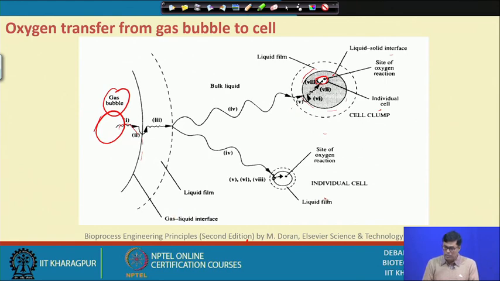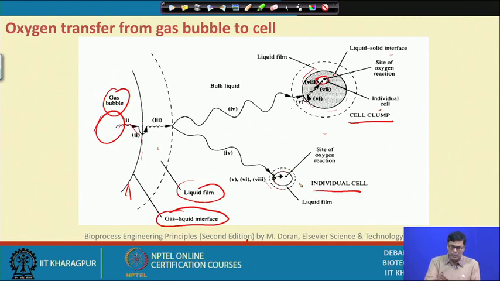Now, this is in the case of cells that remain in a clump. If you consider individual cells, it comes like this. These are the individual cells. This is the liquid film, and oxygen enters into the system, and reaches the individual cells. So, here this is considered the gas liquid interface, and this is the liquid film that we have, and this is how transfer occurs inside the cell.